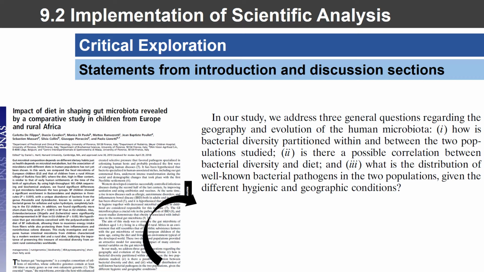They are not suggesting they're going to give you a mechanism. They don't give you a mechanism. And you can really highlight words that indicate as much. So, for example, in the second of their general questions, it says, "Is there a possible correlation between bacterial diversity and diet?" You may have looked at these figures and said, oh, fantastic.